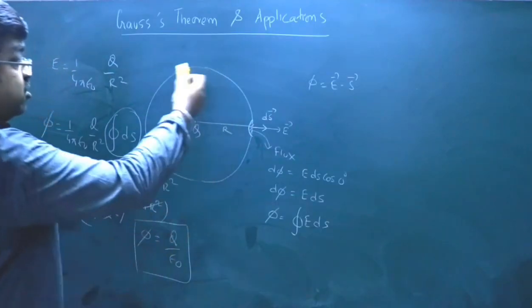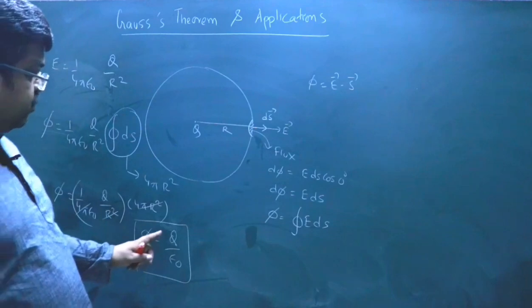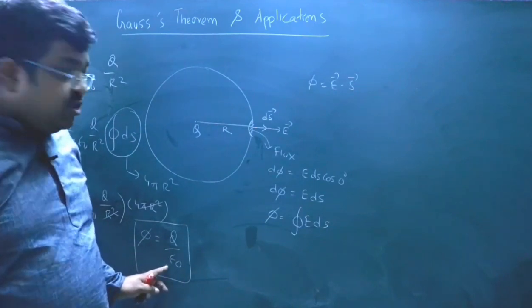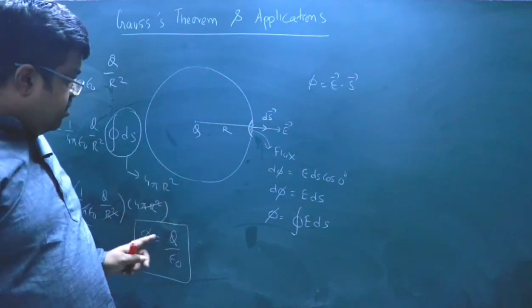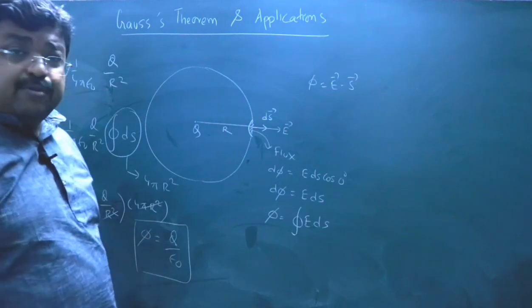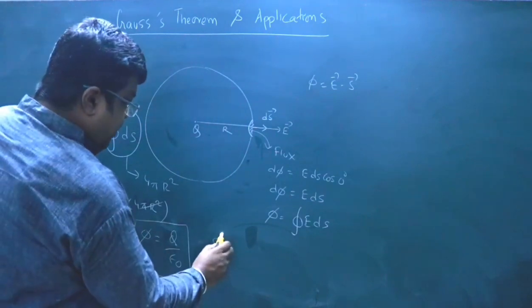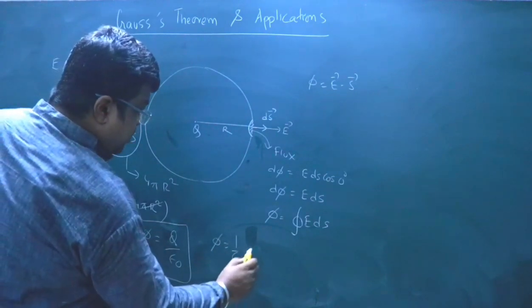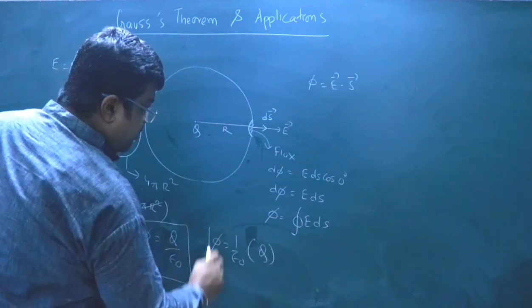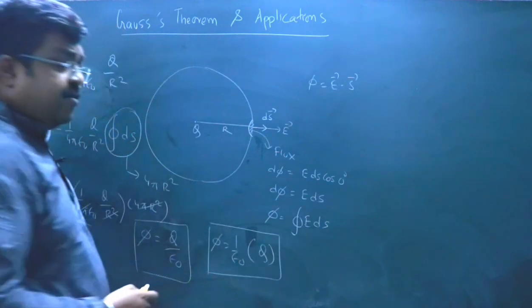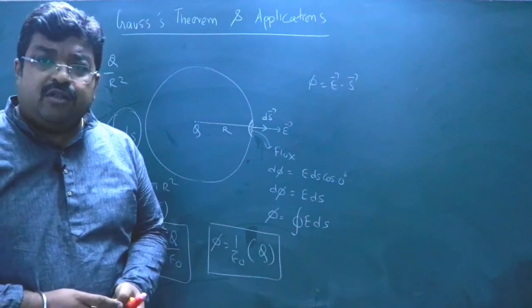So this is the flux through this surface, and it is 1 by epsilon naught times the enclosed charge. Here the enclosed charge is q, so phi is equal to q by epsilon naught, or I can write it as phi is equal to 1 by epsilon naught times q. So this is the proof of Gauss's theorem.